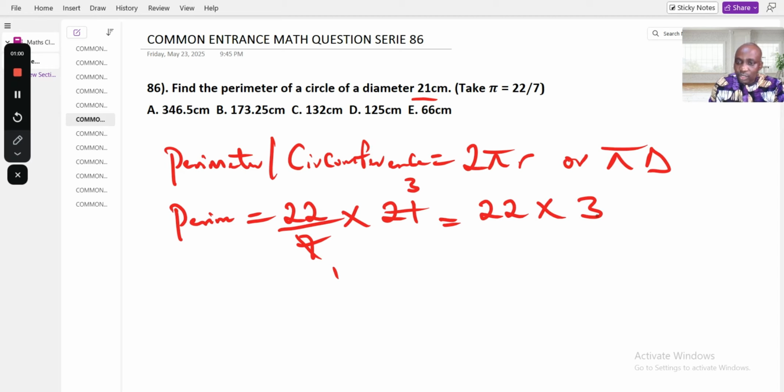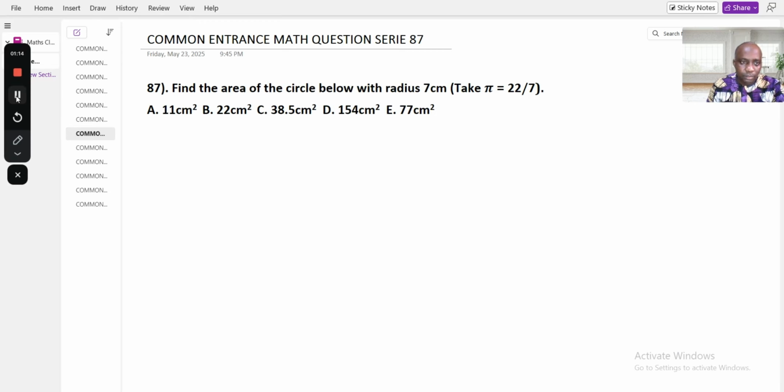What is 22 times 3? 3 times 2 is 6, 3 times 2 is 6. Our final answer is what? 66 centimeter. Do we have 66 centimeter there? Yes, E. Final answer is E. Let's move to the next question.